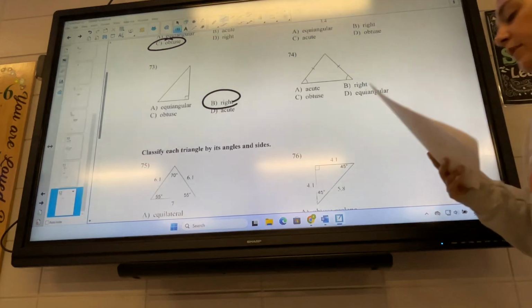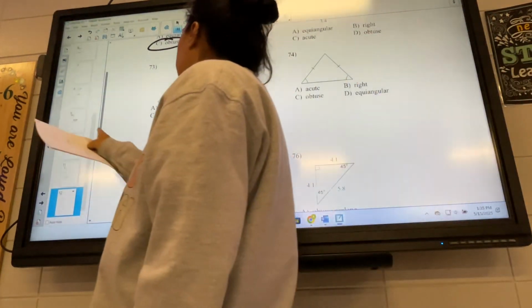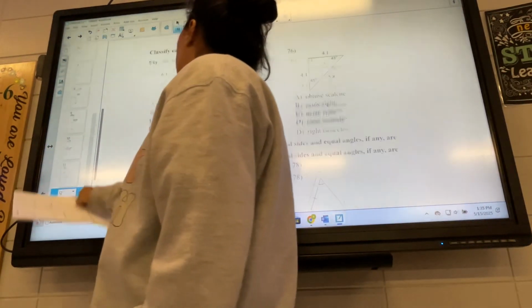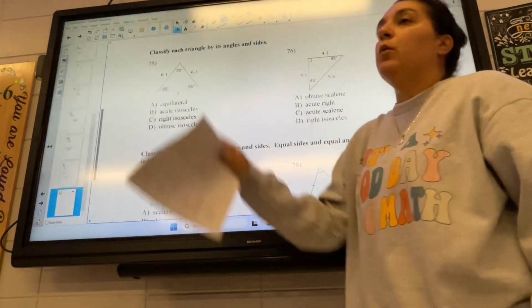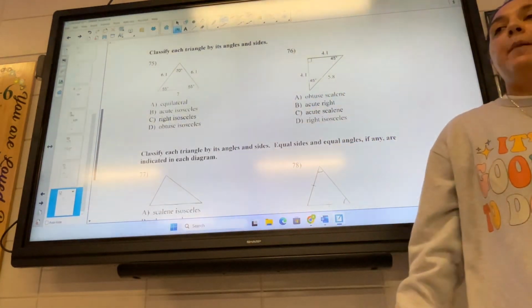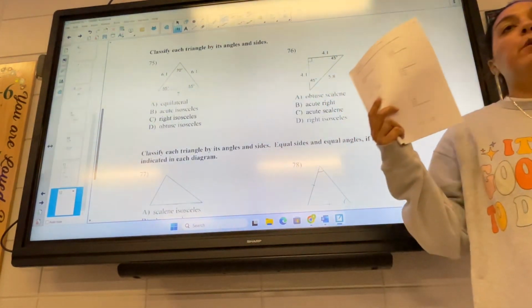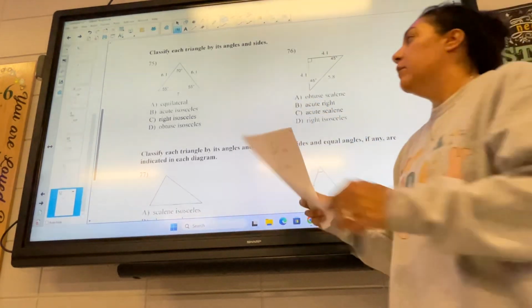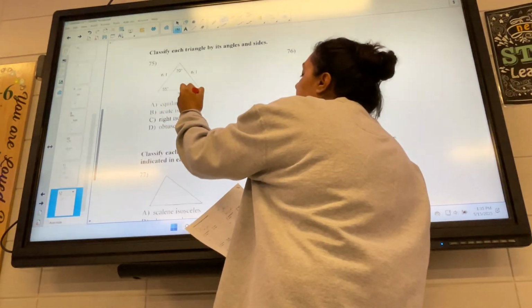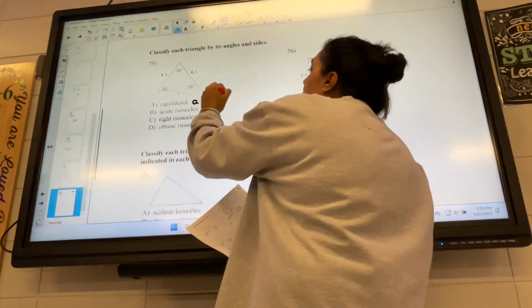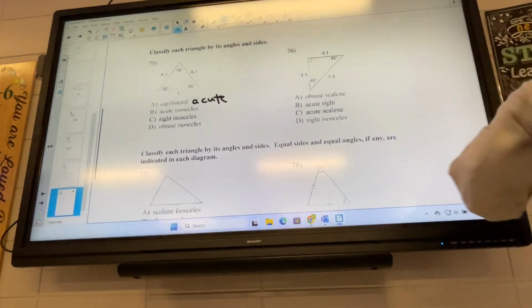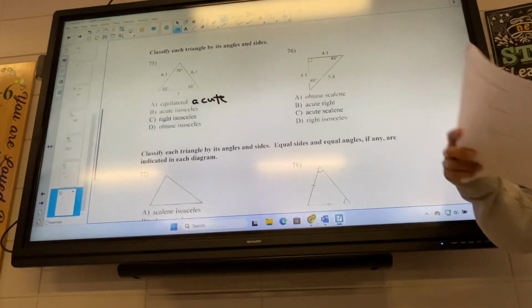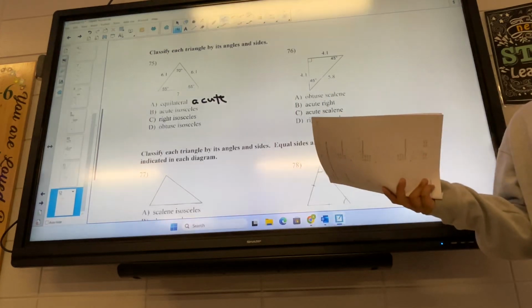75, how many do you have to pick? 2 names. Now I can tell you that every time you see an equilateral, you have to remember that an equilateral also goes with acute. So even though it doesn't say it, it's equilateral acute. There is no other way to have an equilateral without it being acute. So people don't ever say equilateral acute, they just say equilateral.